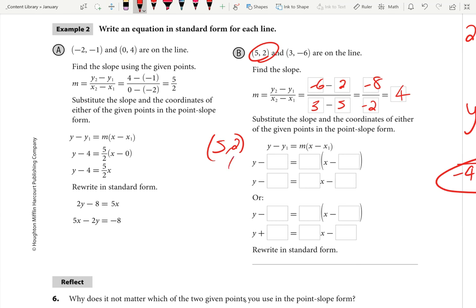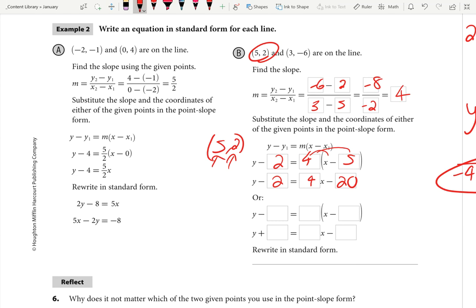If we do that, our y value is 2. So this will be y minus 2. Our slope is 4, and then our x value is 5. So there's our point slope equation. So when we work this out, this would be y minus 2 equal to, distribute here, 4 times x would be 4x, and 4 times negative 5 would be negative 20.